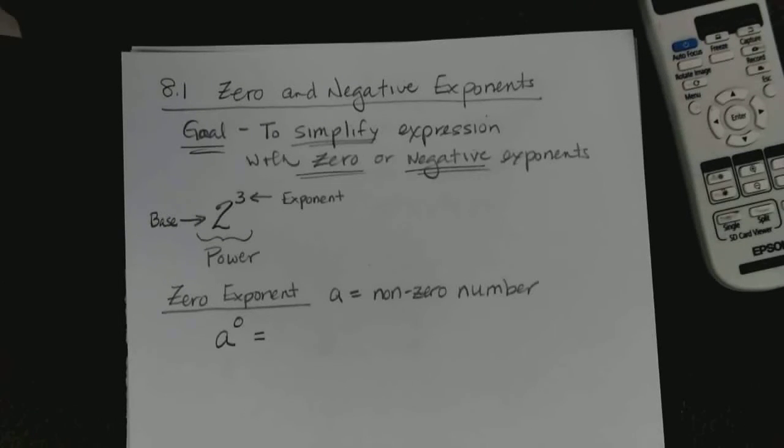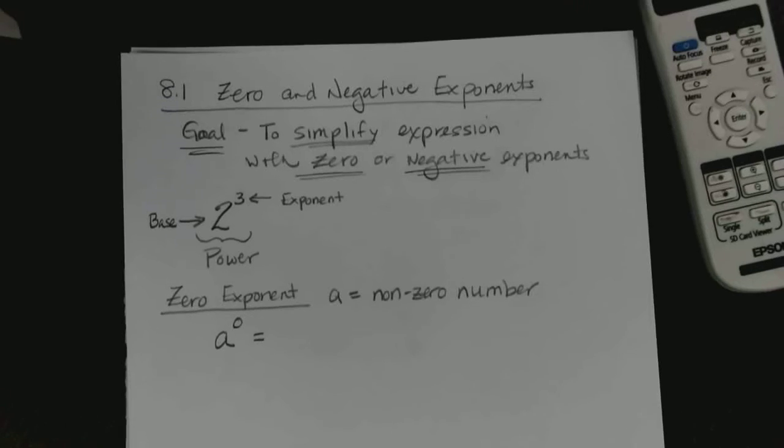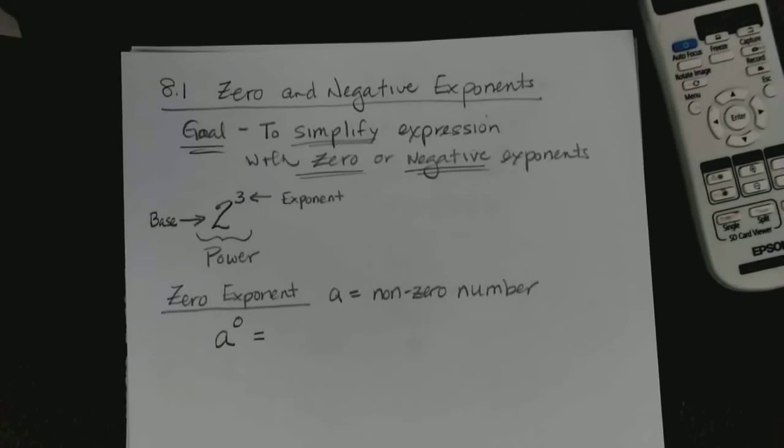Not 0. No, it's not that number, because A to the first power, like 2 to the first power, is still 2, right? So it can't be that number. Negative? No, it's not a negative number. So let's prove it.